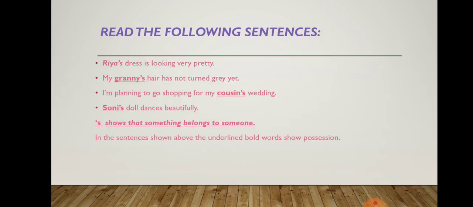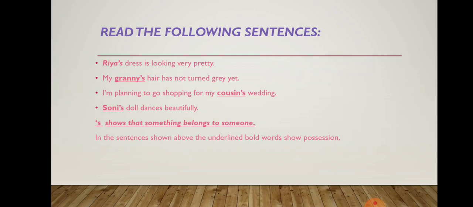Read the following sentences carefully. Ria's dress is looking very pretty. My granny's hair has not turned grey yet. I'm planning to go shopping for my cousin's wedding. Soni's doll dances beautifully. Apostrophe S shows that something belongs to someone.